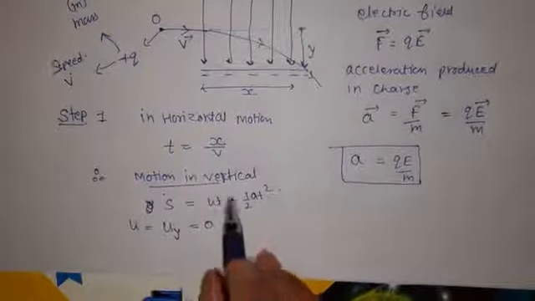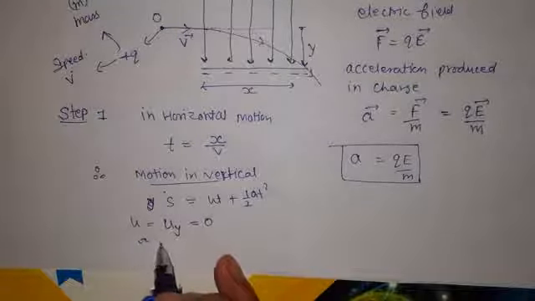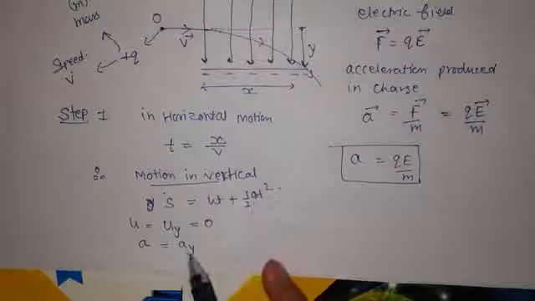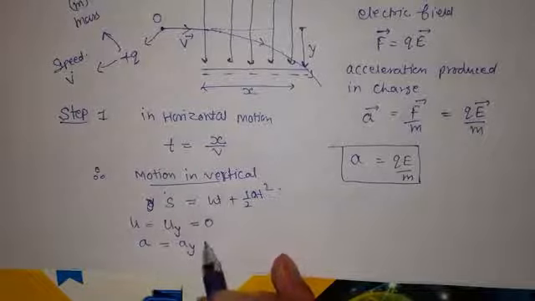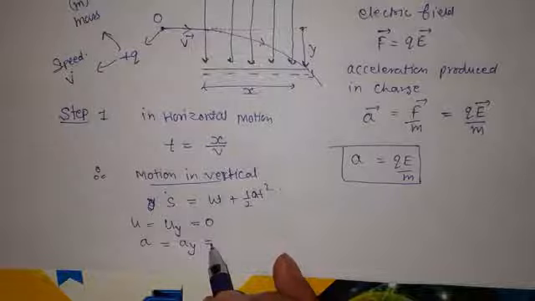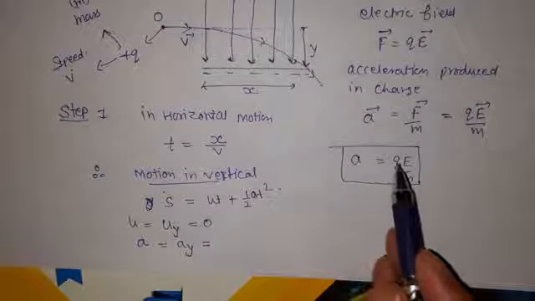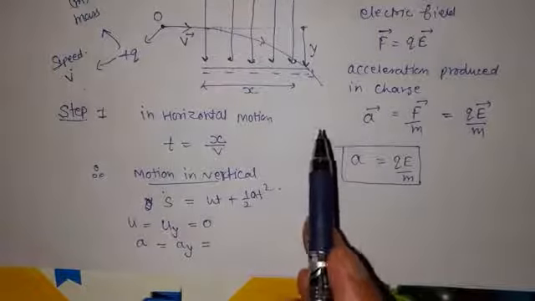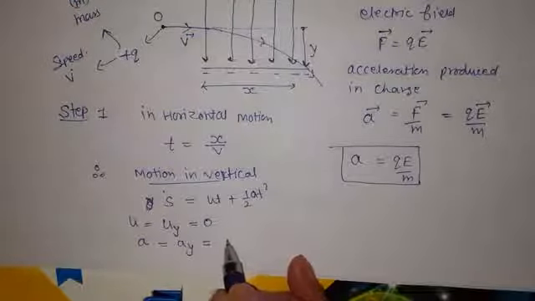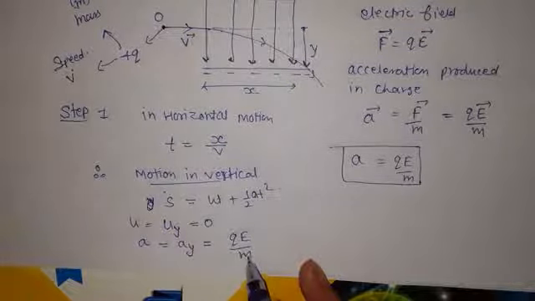And the second thing over here is how much is this acceleration. The acceleration produced in this charged particle is in the vertical direction. Over here we have calculated how much acceleration is produced in this charged particle. This acceleration is only in the vertical direction, so it is going to be qE by m. This is the acceleration in the vertical direction.